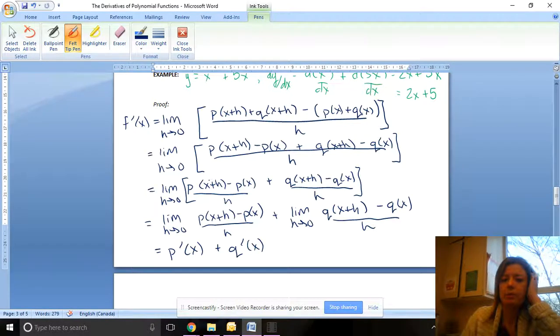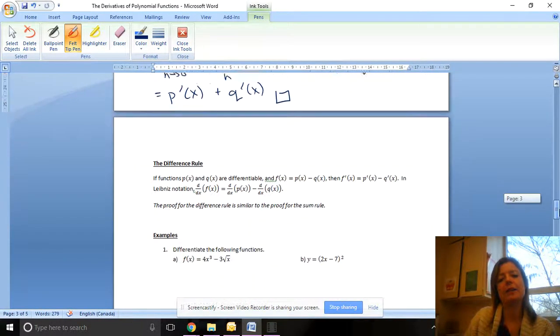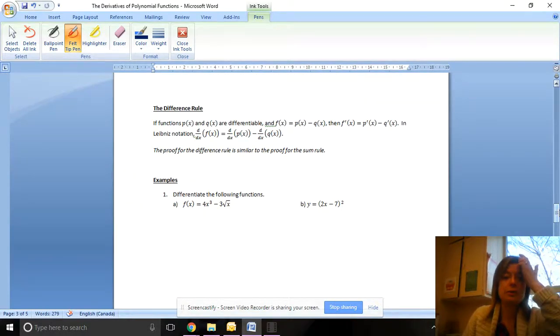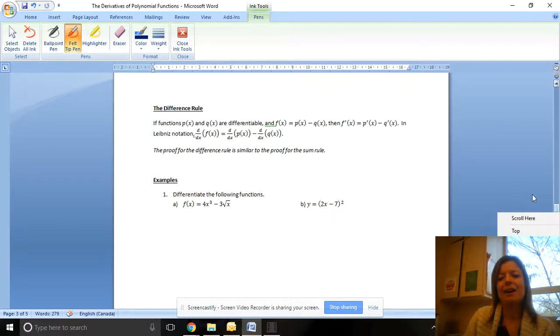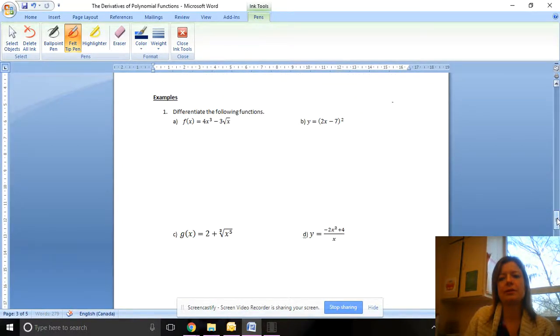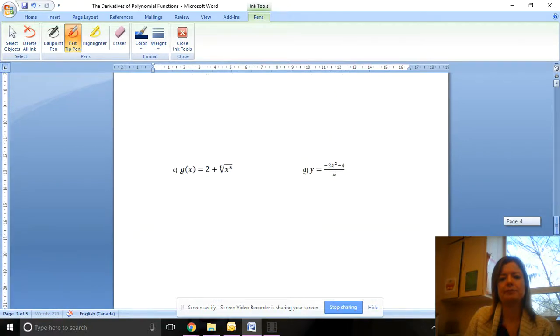So we've gone through and shown that the derivative of the sum of any two functions is just the sum of the derivatives. And we can put a little box, or you can write QED. All right, and the difference rule, so basically if you're subtracting two functions, the proof is very, very similar to the proof of the sum rule. In fact, it's basically the same, just with subtraction instead. All right, so there we have some rules. So now let's actually do some examples a bit here.